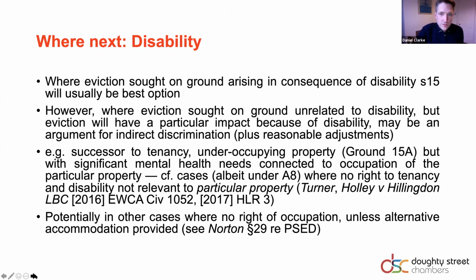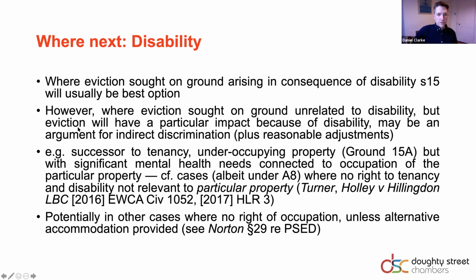So then moving to consider where next, and as I say, there are three areas that I've highlighted. The first is in relation to indirect discrimination on grounds of disability. As I've said, where eviction is being sought on a ground arising in consequence of disability, Section 15 is going to cover that territory. So where you've got a tenant whose disability means that they're less able to manage their rent account and so got into rent arrears, or where you've got somebody like in the Stevenson case where mental health problems lead to antisocial behaviour, then you're looking at Section 15, and I don't think indirect discrimination is likely to add very much.